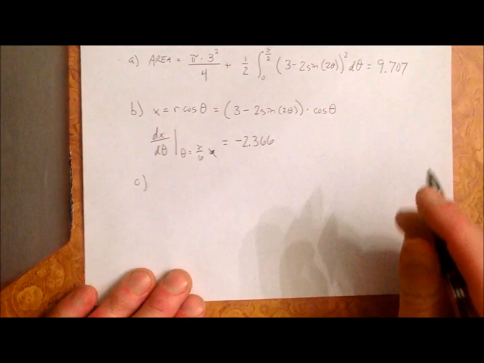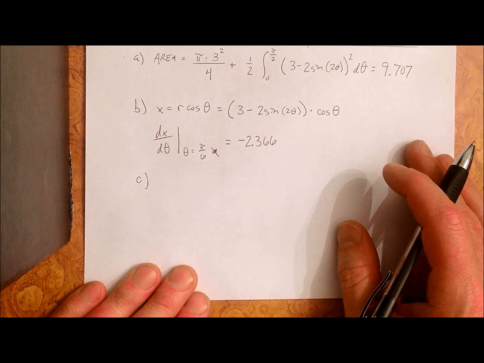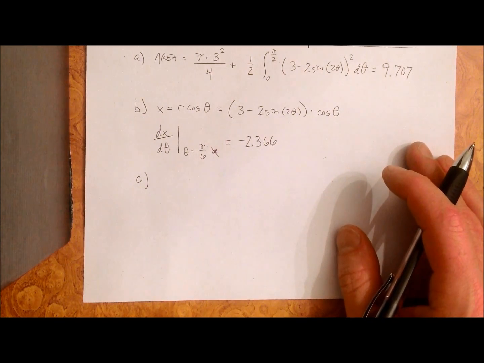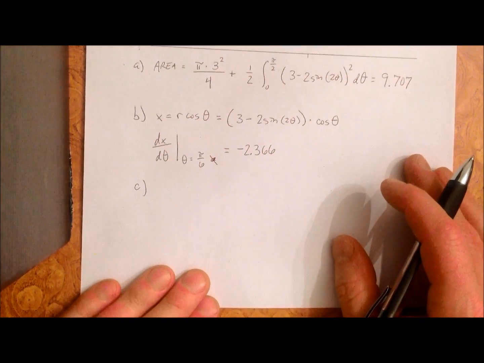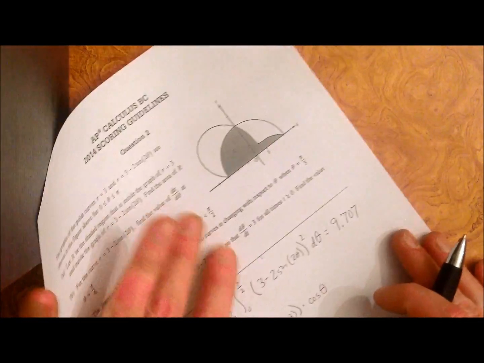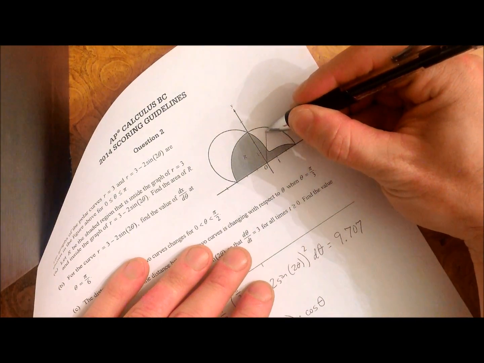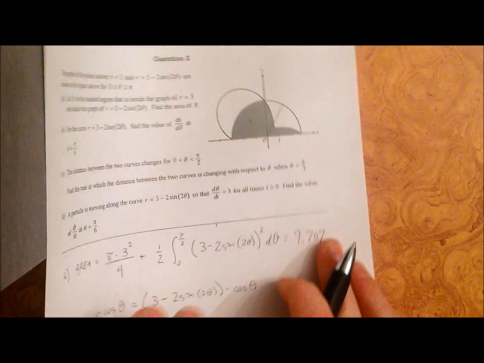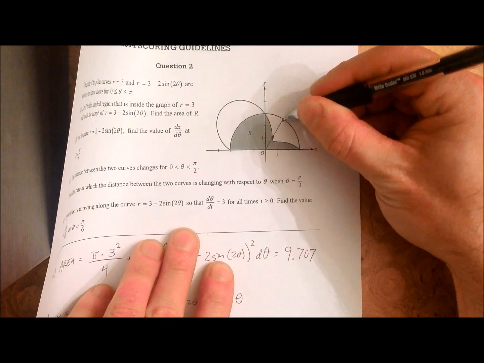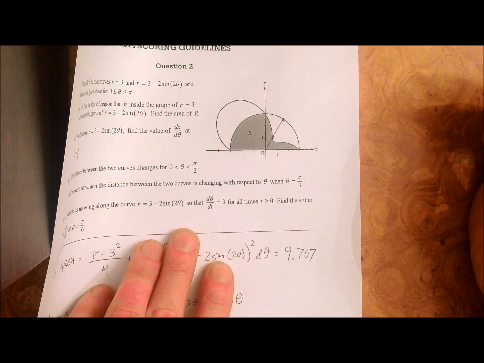Okay, part C, the distance between the two curves changes for the interval 0 to pi over 2. Find the rate at which the distance between the two curves is changing with respect to theta when theta is pi over 3. The idea of this spatially is that you've got radii. So pick a given theta and just draw out to the curves, and the difference in the r values would just be the distance between the two curves. So that's the concept of it.